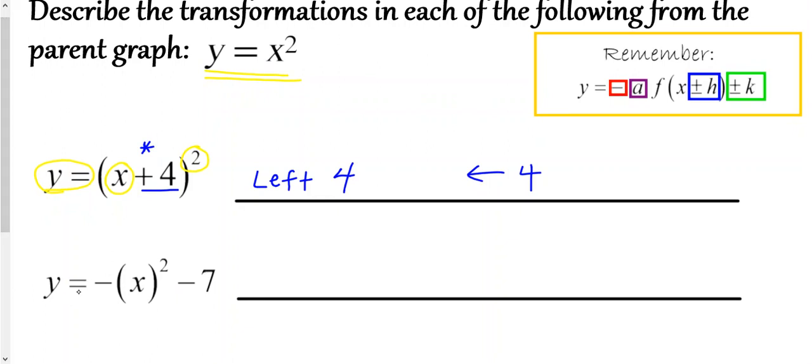All right, let's do another example. I have y equals negative x squared minus 7. So again, I'm going to circle in yellow my parent function. I've got y equals and then x squared.